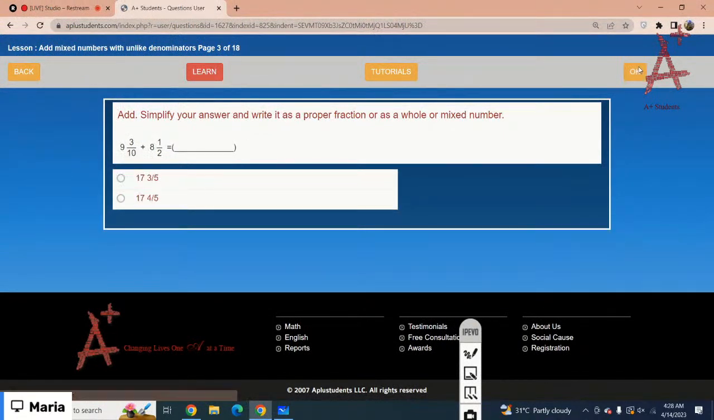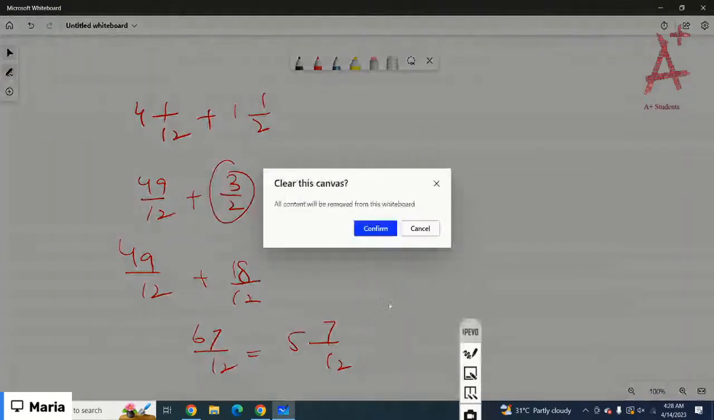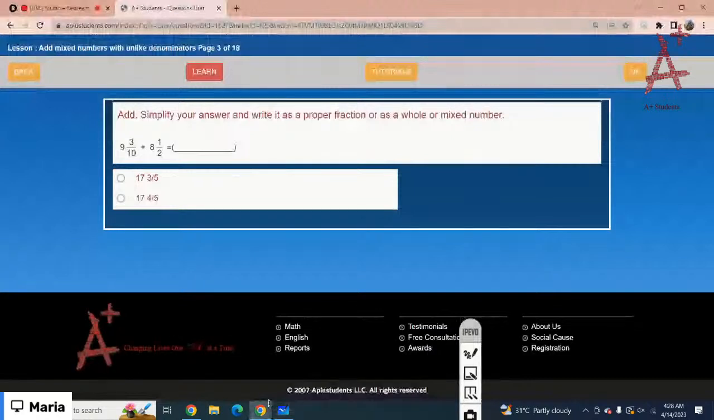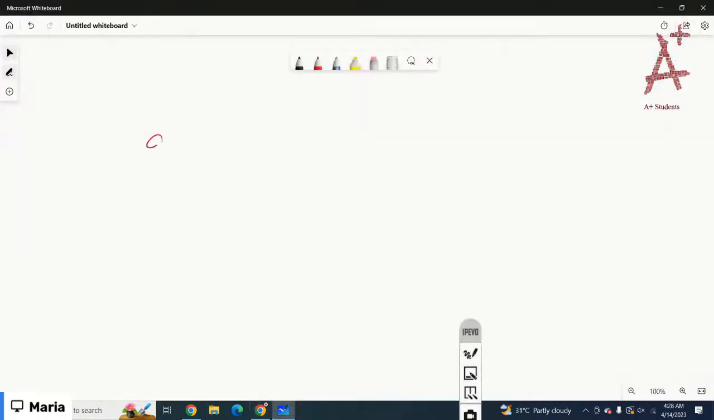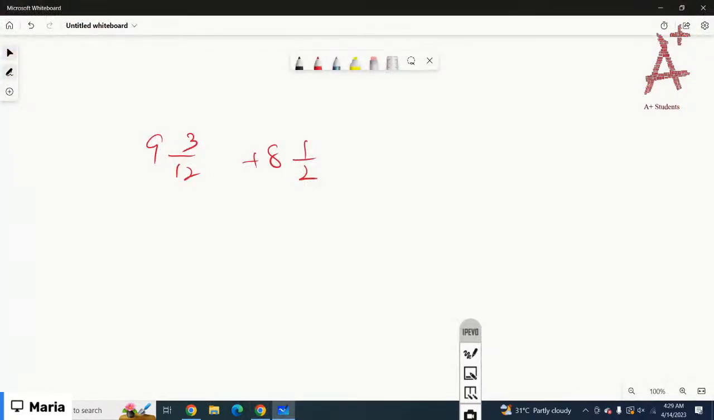Okay, the next one is 9 whole 3 over 10 plus 8 whole 1 over 2. Okay, 10 times 9 is 90, and 3 is 93 over 10, plus 2 times 8 is 16 and 1 is 17 over 2.